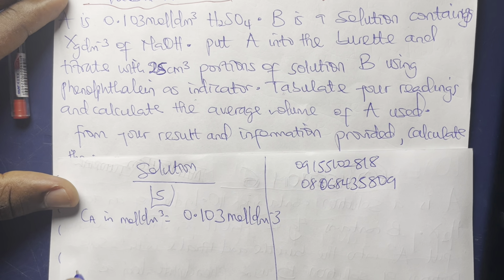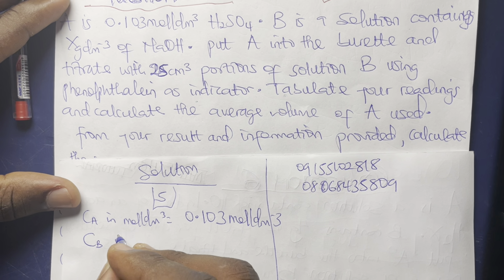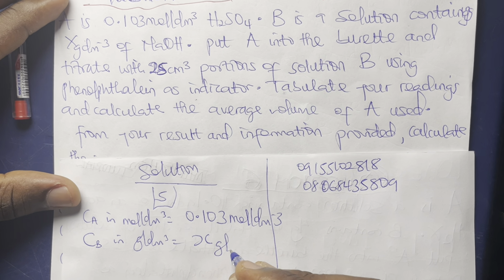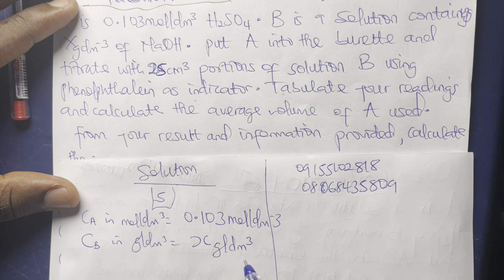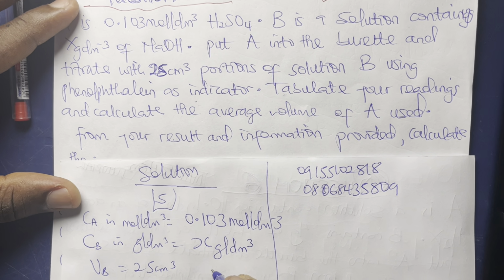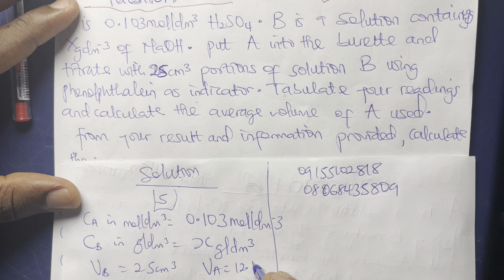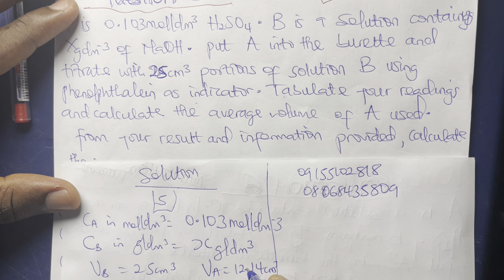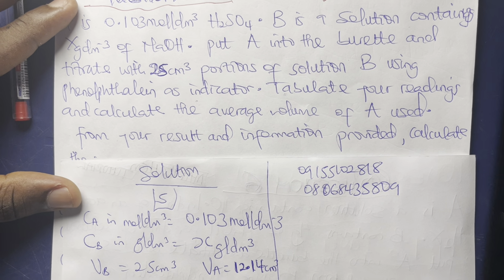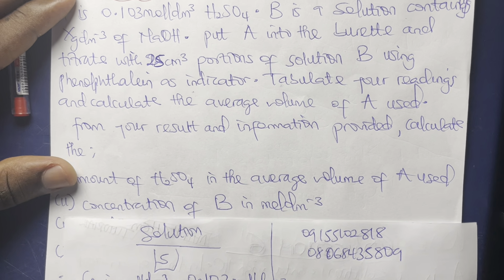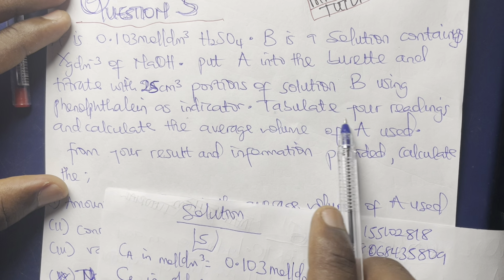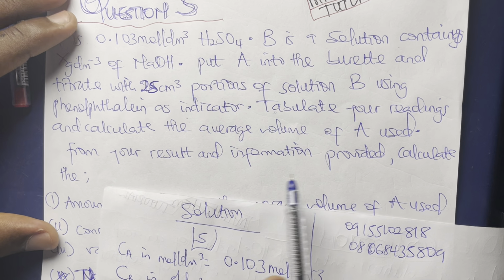For the x gram, we know the concentration of B in gram per dm cube is x gram per dm cube. The volume of B is 25 cm cube. Remember, the volume of A is 12.14 cm cube. Go and watch part A and part B so that you understand what I'm saying. Then what again from this question? Read the instruction: portion using phenolphthalein as indicator.